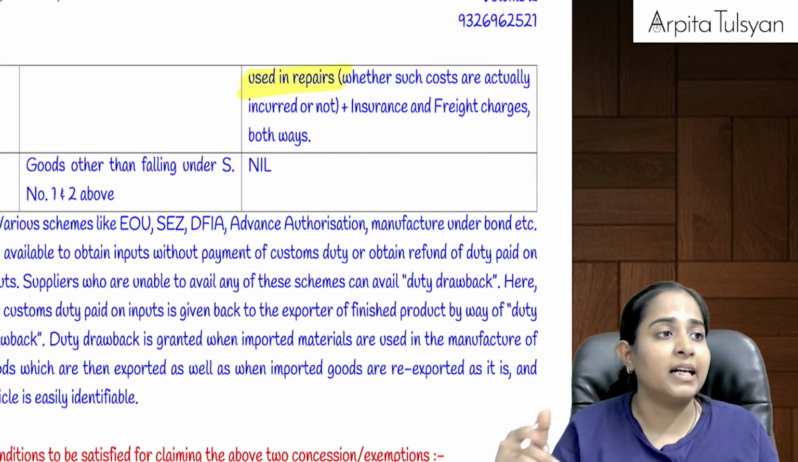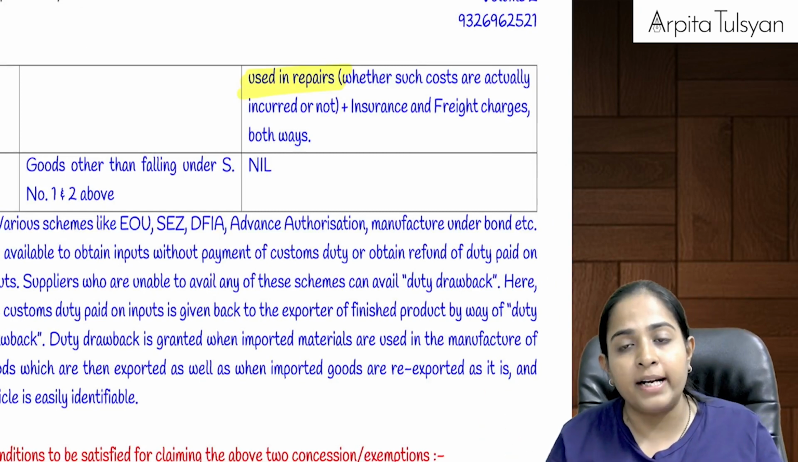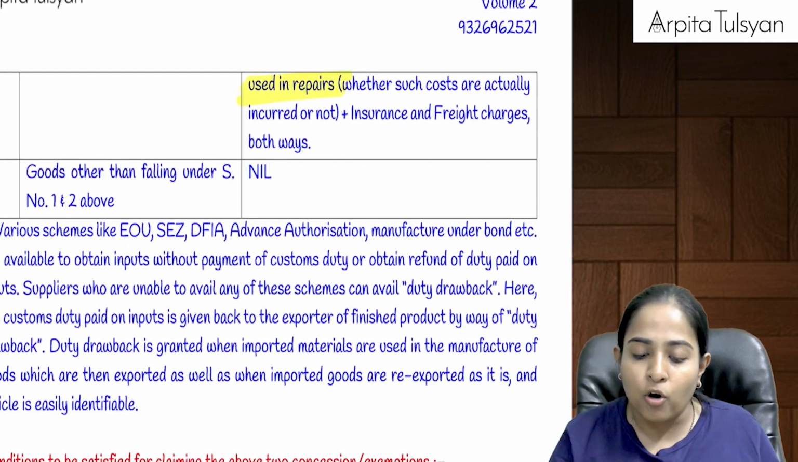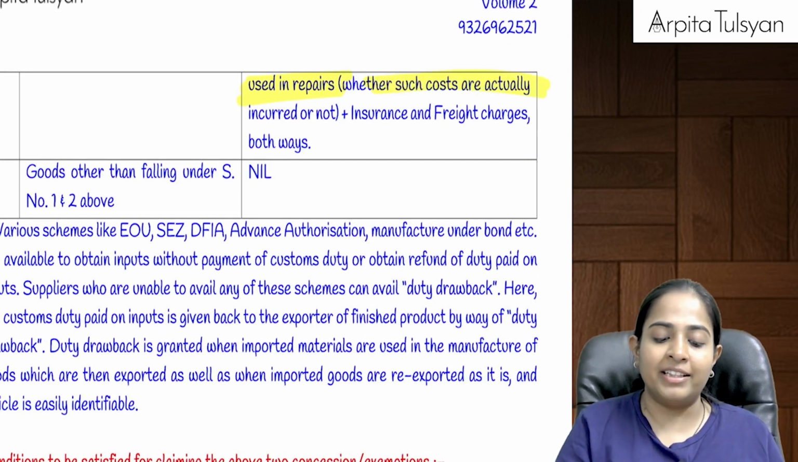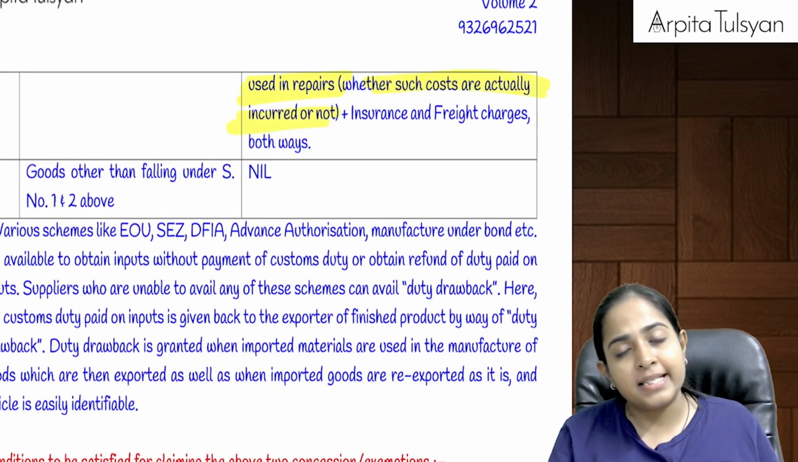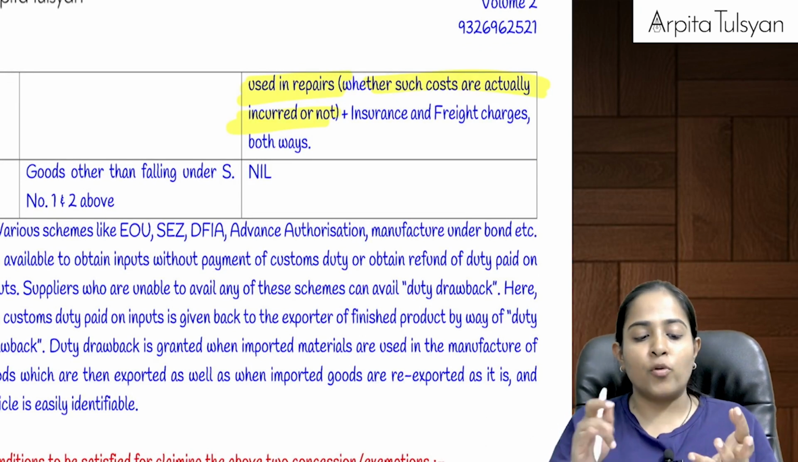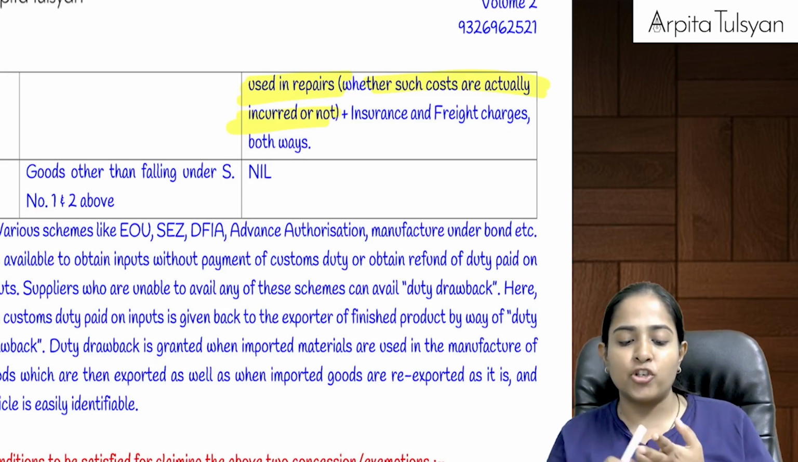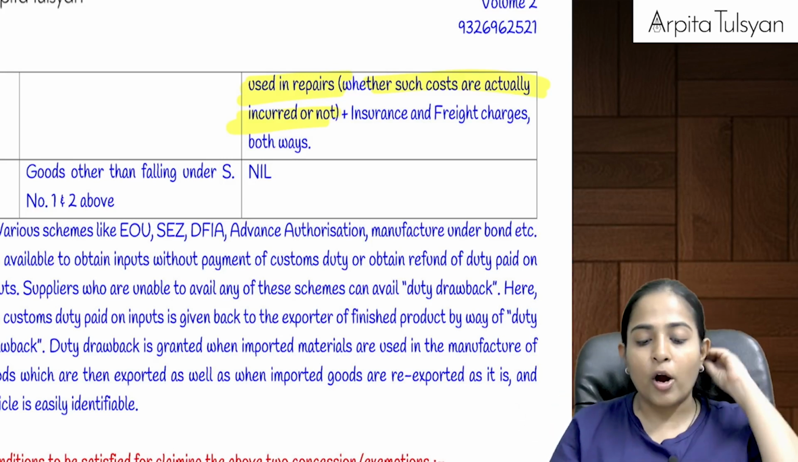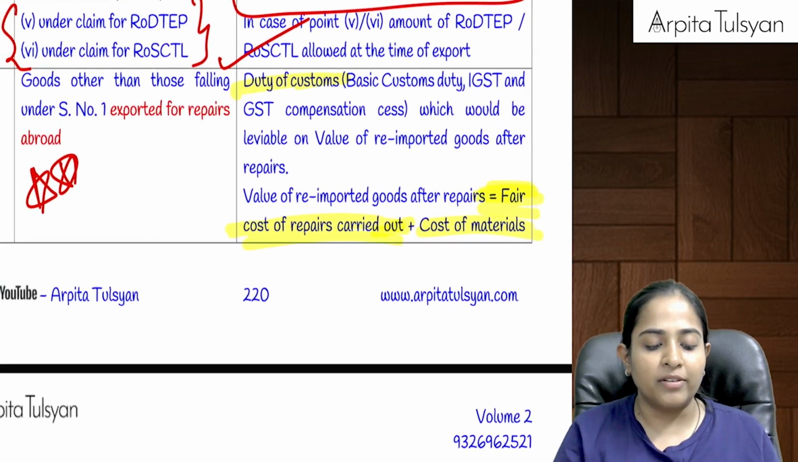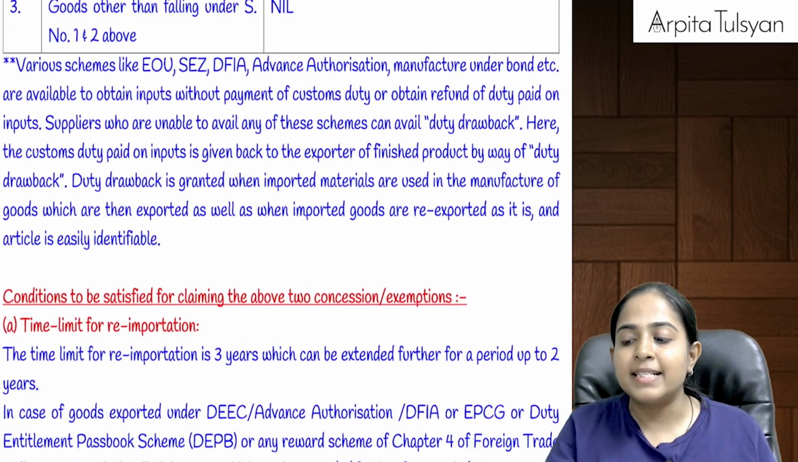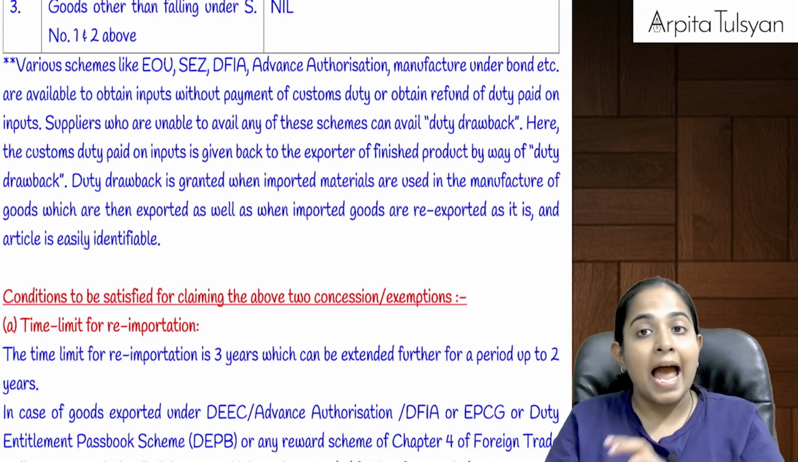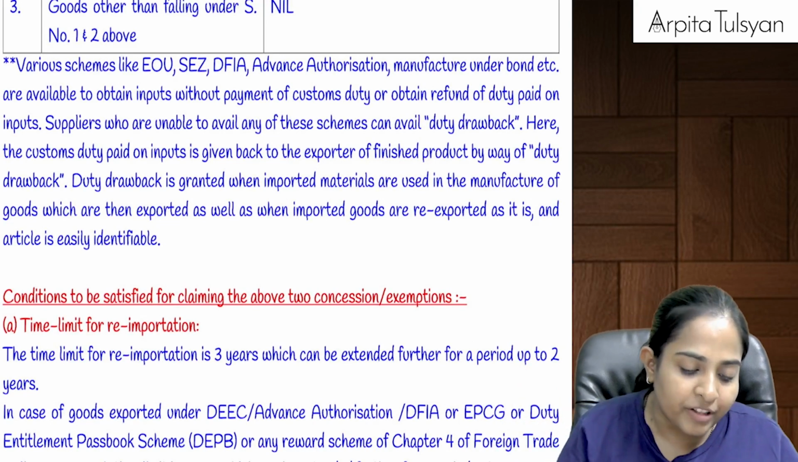Sometimes it can so happen that the other country, if the product is under warranty, can do this for free. Even then we have to take the fair cost of the same. See what is written: whether such cost is actually incurred or not, plus insurance and freight both ways. So basically the fair cost of labor, the fair cost of materials used for such labor, plus insurance plus freight both ways, to and fro. On this value customs duty will be applicable. So customs is applicable only on the cost incurred for repairs, and not on the total value of that particular product.